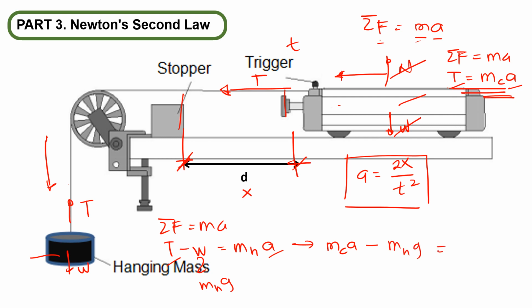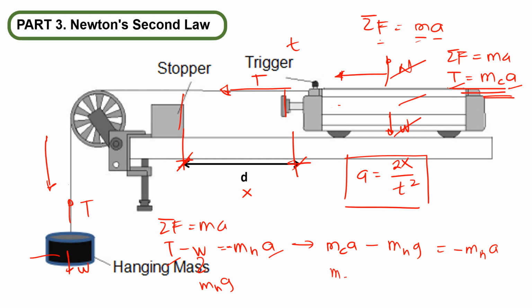This is equal to, again, since the hanging mass is accelerating downward, the acceleration here should be negative. So we have negative acceleration: minus hanging mass multiplied by acceleration. What we're going to do is put like terms on one side.